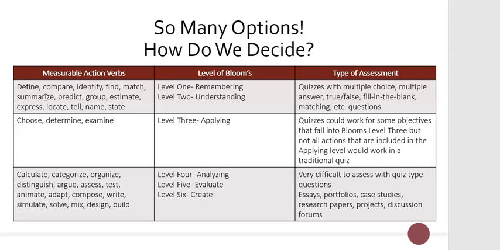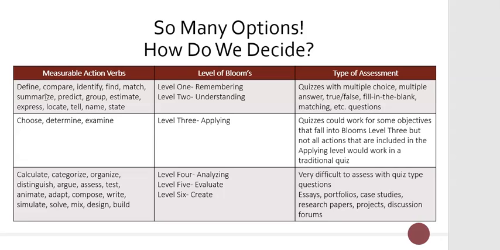But when we get to our action words like calculate, categorize, organize, distinguish, argue, assess, we're getting into the highest 3 levels of Bloom's, which are very difficult to assess with quiz-type questions. There you're going to look more at essays, portfolios, case studies, research papers, projects, discussion forums, etc.